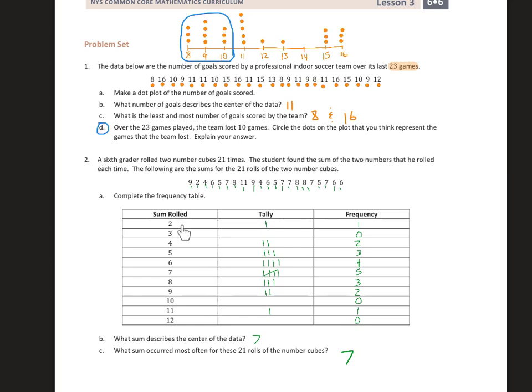Now for the frequency table, we did our tally marks and our frequency. To prove that we got all 21 rolls, we can add up our frequency or count our total tallies and make sure it is also 21. Important step. Then we can answer the question that 7 is in the center. There's 21 numbers, and when you get to that 7 is the very middle. And then it also is the sum that occurred the most often.